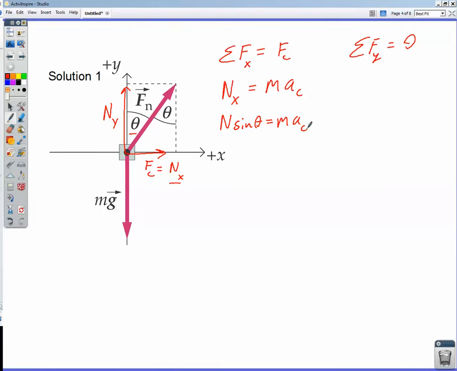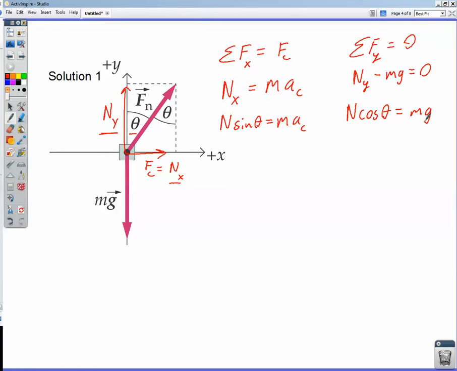In the y direction, we've got the normal force in the y direction pointing up. We have mg pointing down, and that's equal to 0. Breaking this down a little bit, we have the normal force times the cosine of theta here, because ny over here is the side adjacent to theta. So normal force times the cosine of theta is equal to mg.